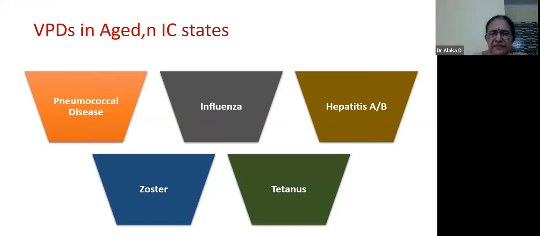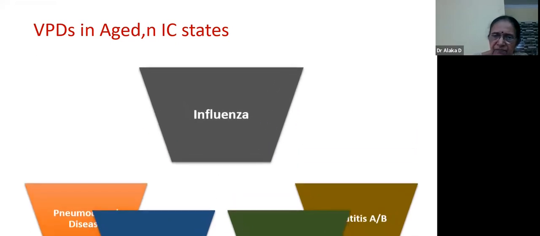Vaccine preventable diseases in aged or immune compromised states. At least concentrate on these 5 diseases: pneumococcal diseases, influenza, hepatitis, herpes zoster, and tetanus.